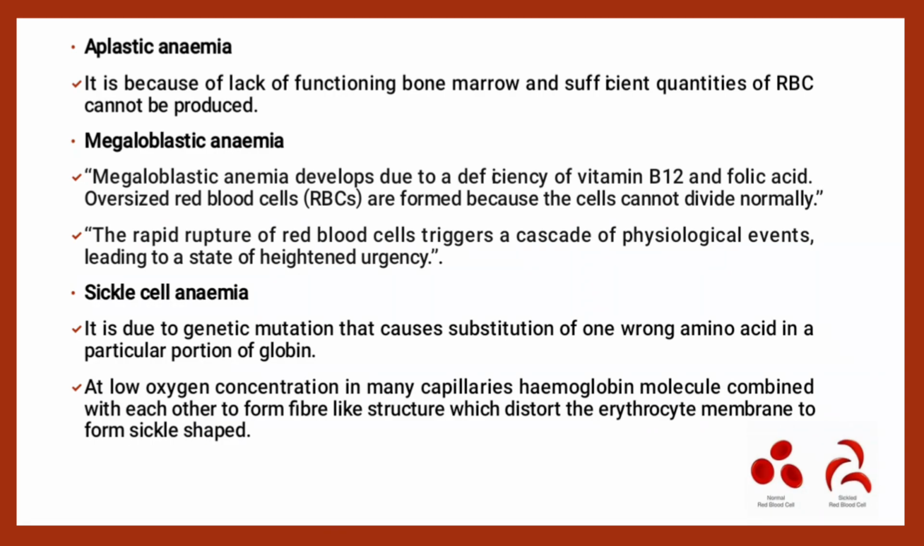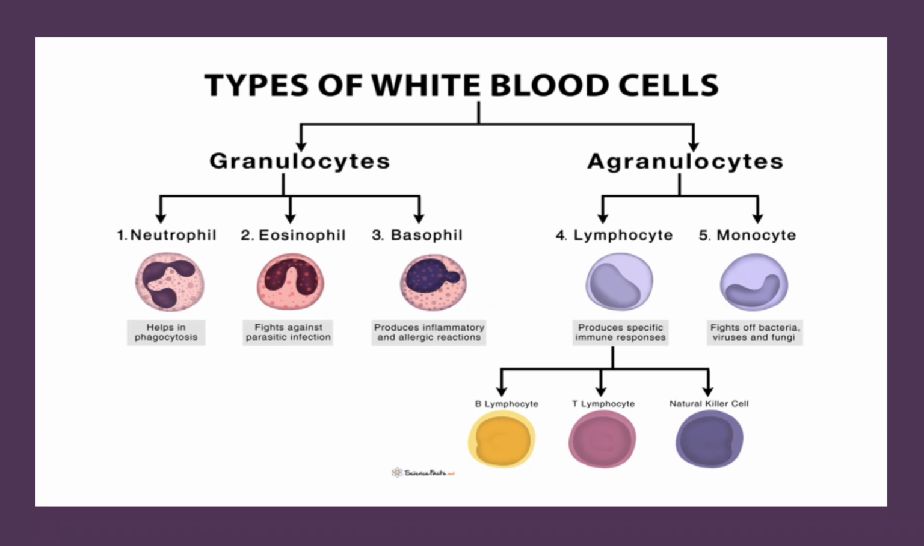What is sickle cell anemia? It is due to a genetic mutation that causes substitution of one wrong amino acid in a particular portion of the globin. At low oxygen concentration in capillaries, hemoglobin molecules combine with each other to form fiber-like structures which distort the erythrocyte membrane to form a sickle shape. At the right hand side corner you can see the actual shape of red blood cells and the sickle cell shaped RBC.